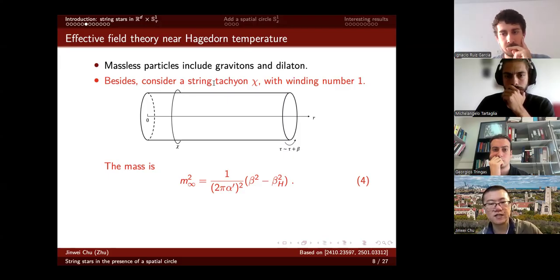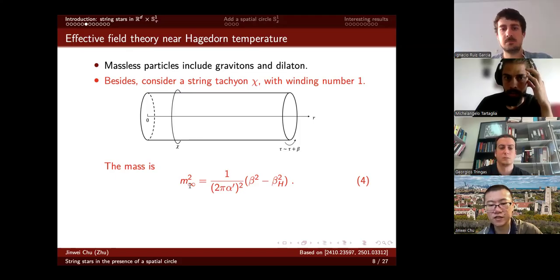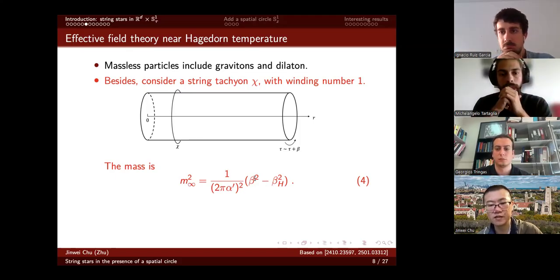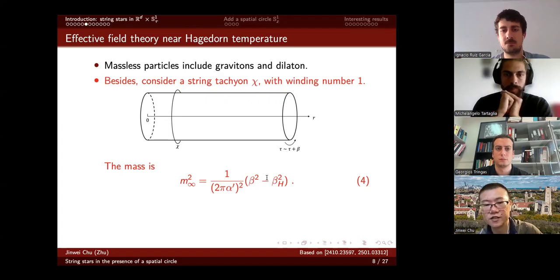So let's consider such a string tachyon chi. It is wound around the time circle once. The mass for this string tachyon is given by this formula. We'll see why there's a subscript infinity here. But now let me note that on the right-hand side in this mass formula, there are two terms. The first term is simply the string tension squared times the length of the string squared. And the second term is the zero-point energy on the string worldsheet.